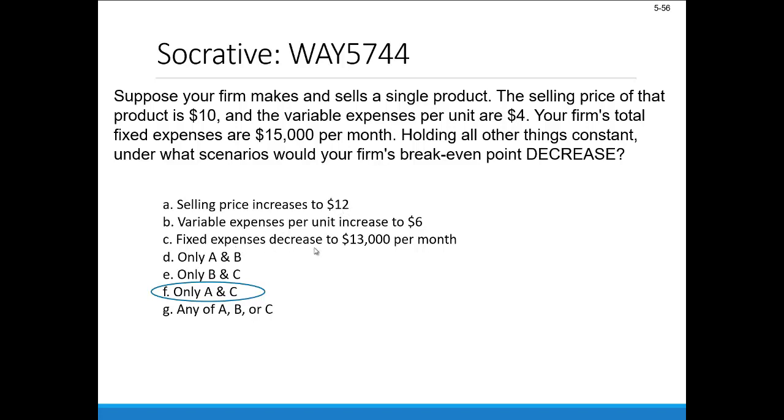C was fixed expenses decreased to $13,000 per month from $15,000. So if we have fewer fixed expenses to cover, then yeah, our break-even point will also decrease. I have to sell fewer things to get there.